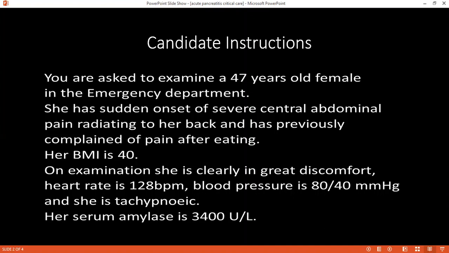What are the other differential diagnoses that you'll consider other than acute pancreatitis? Apart from acute pancreatitis, this could be peptic ulcer disease or an abdominal aortic aneurysm. Or it could be cholecystitis or pancreatic pseudocyst. How would you confirm your diagnosis?